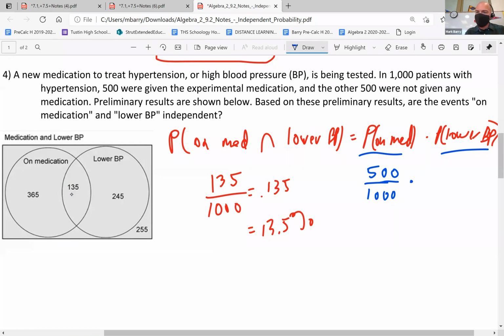Okay, lower blood pressure. So for this one, I am going to have to add these together. 135 plus 245 would mean that 380 out of 1,000. So if I'm forgetting about the medication now, just who got a lower blood pressure, it was 380 people. Some of those people were on the medication, some were not, right?